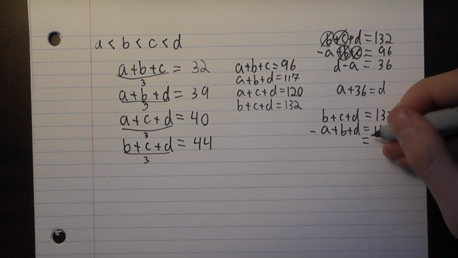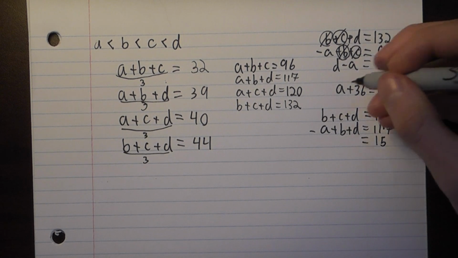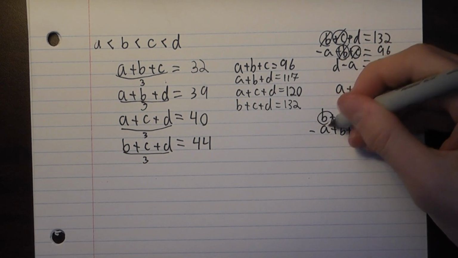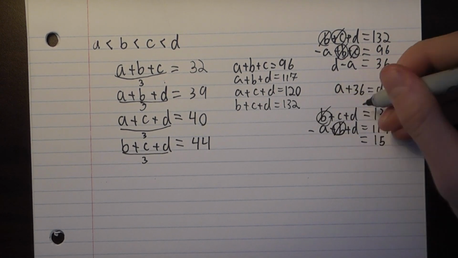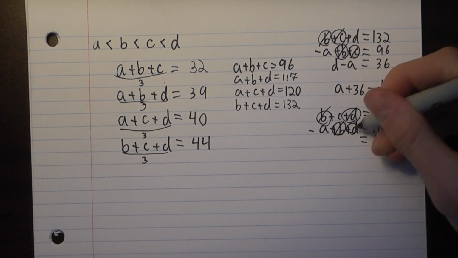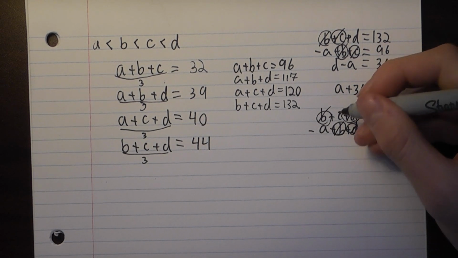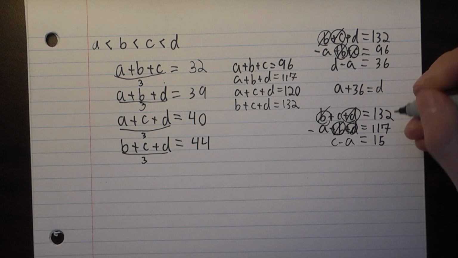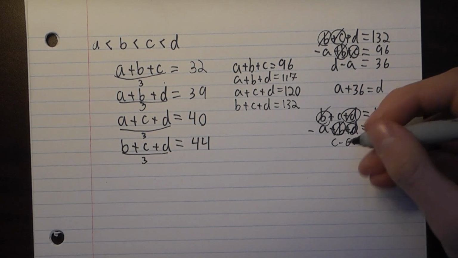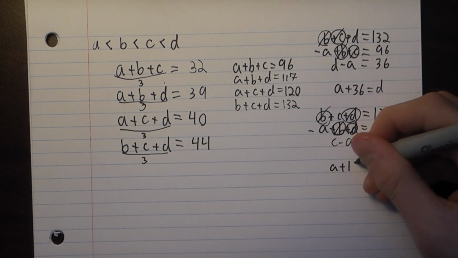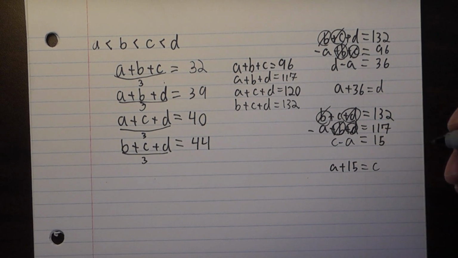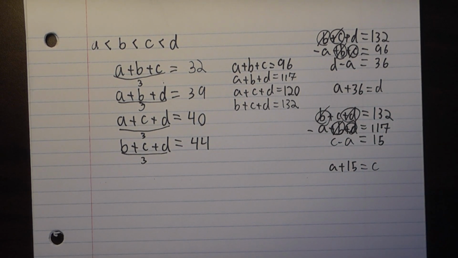132 minus 117 equals 15. And on this side, we can cancel out the two B's again, and we can cancel out the two D's again. But this time, we have C minus A equals 15, or A plus 15 equals C. Now it's time to use something called substitution, where you take a variable's value and plug it into an equation.